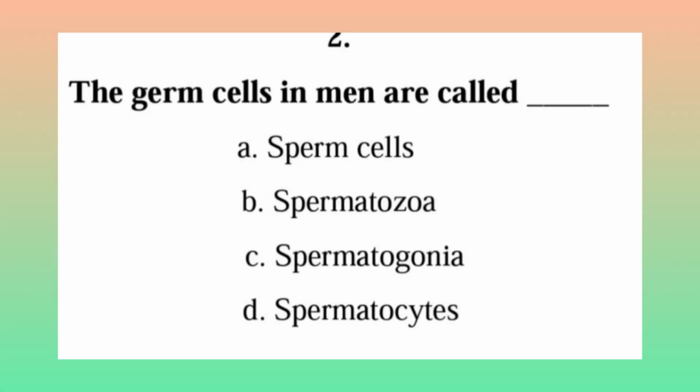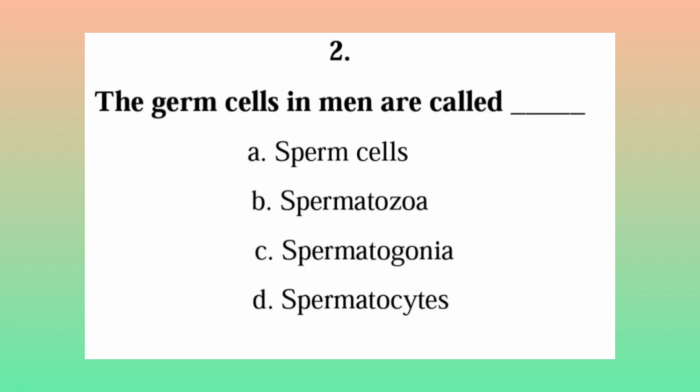Number 2. The germ cells in men are called A. sperm cells, B. spermatozoa, C. spermatogonia, D. spermatocytes. Answer: spermatogonia. Spermatogonia are immature diploid germ cells that undergo mitosis and differentiation to become primary spermatocytes, which then enter meiosis to produce sperm or matured male gamete. So, the germ cells in men are called spermatogonia.